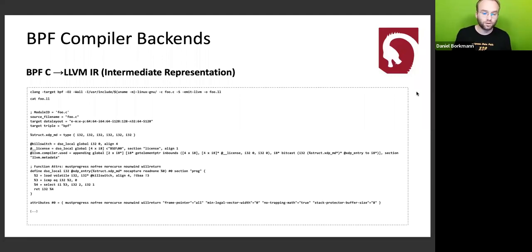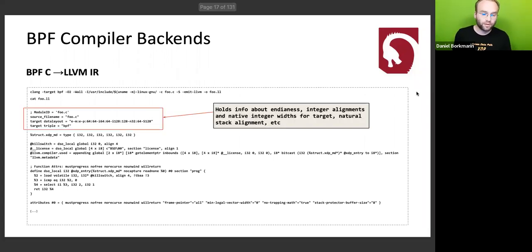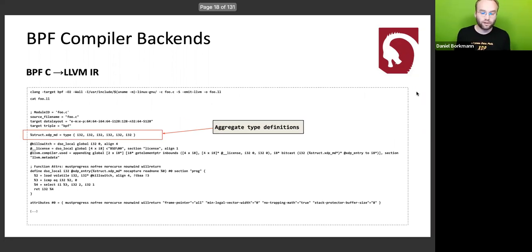And this is how it looks when you compile it, when you dump the intermediate representation for BPF. So you have a couple of pieces of information about the program itself, about the needs regarding the program data, for example, the endianness, the integer alignments, the integer widths, they are encoded in here, the natural stack alignment, and so on. But you also have aggregate type definitions that you use in your program. In this case, it's the XDP structure, like the context that you pass into the program.